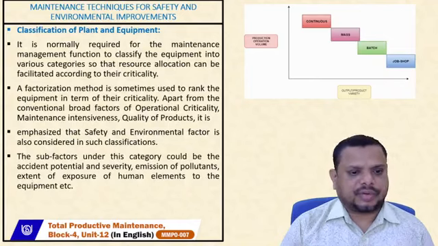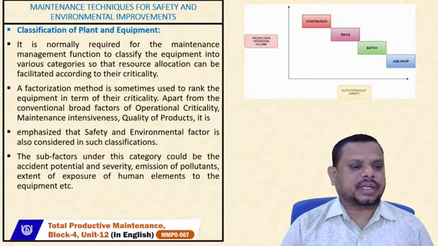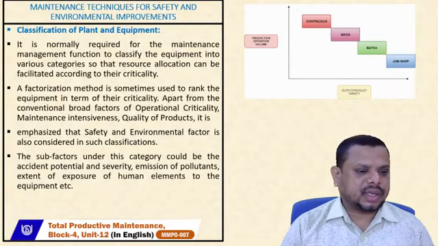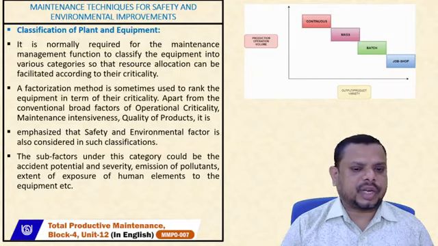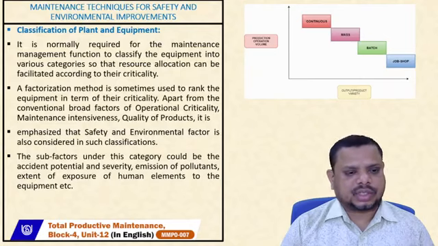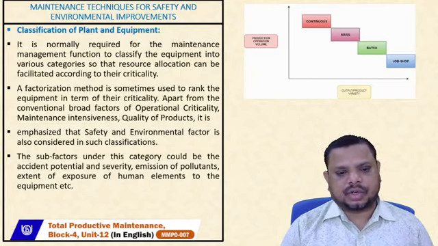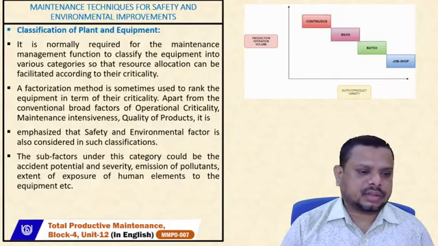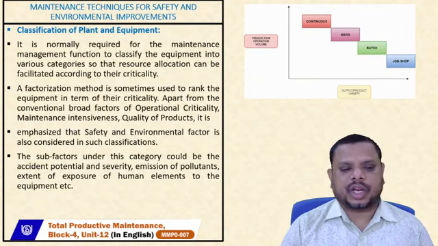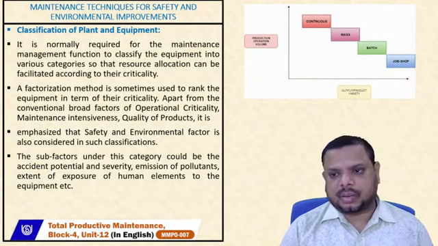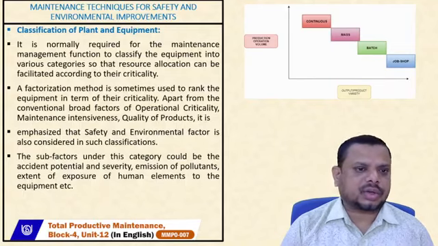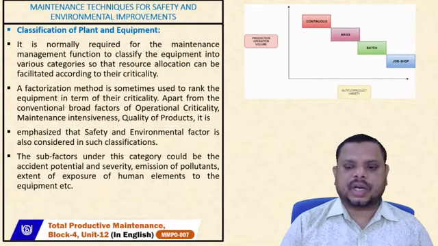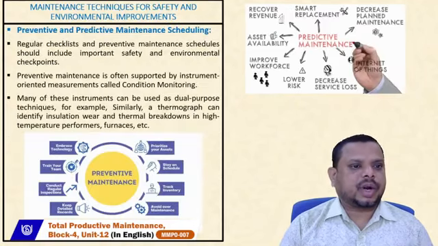And if you go for sub-factors under this category, they could be accident potential, severities, emission of pollutants, and extent of exposure of human elements to the equipment. So these soft factors are also considered, for example the accident potential, emission of pollutants, then the extent of exposure of the human element to the equipment. These are the best examples of your soft criteria, which are also considered in the case of plant classification or equipment classification.